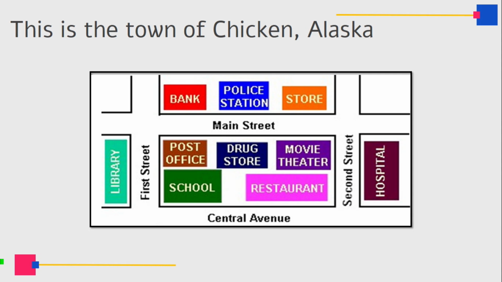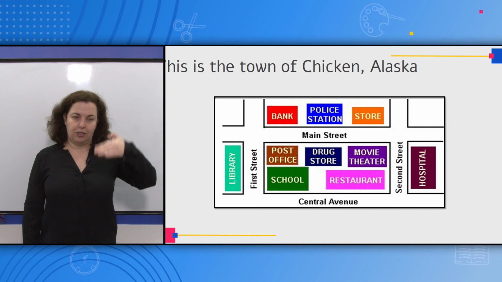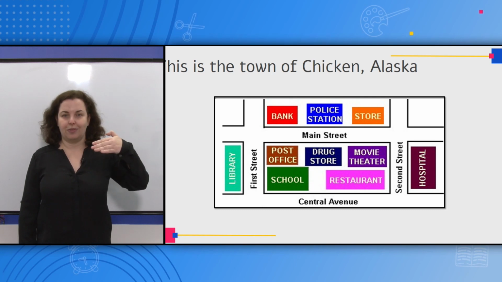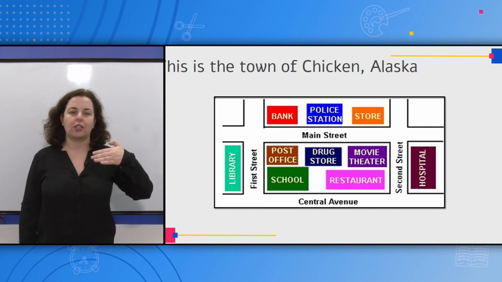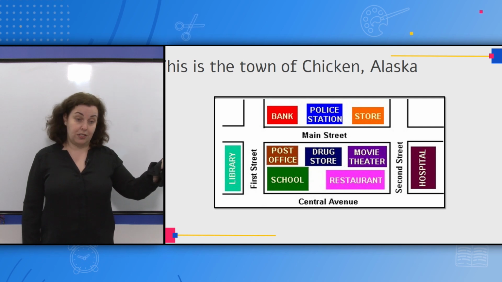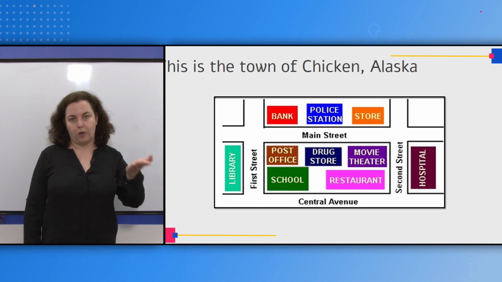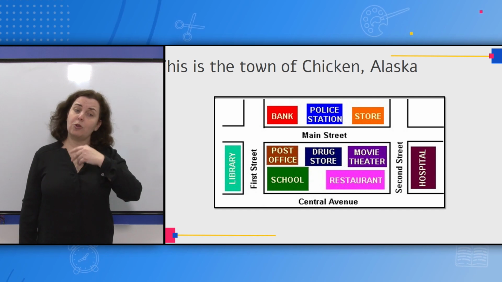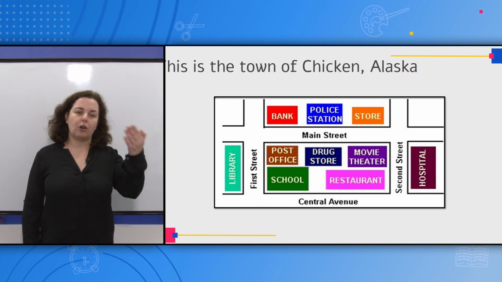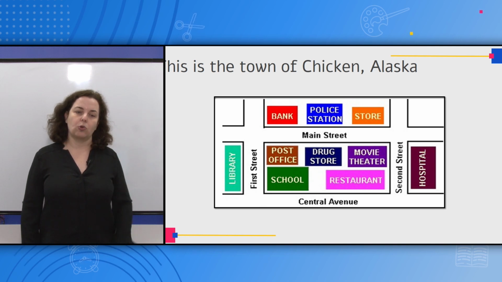So there is Main Street, the main road, Main Street. Above it, on Main Street, you see a bank, a police station, and a store. So the police station is between the bank and the store. On Main Street, on the bottom, across from the bank, the police station, and the store, you have the post office, the drugstore or the pharmacy like Super Farm, and the movie theater. And you also have a restaurant and a school.